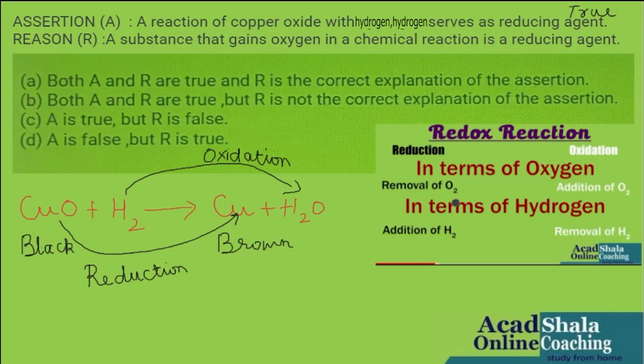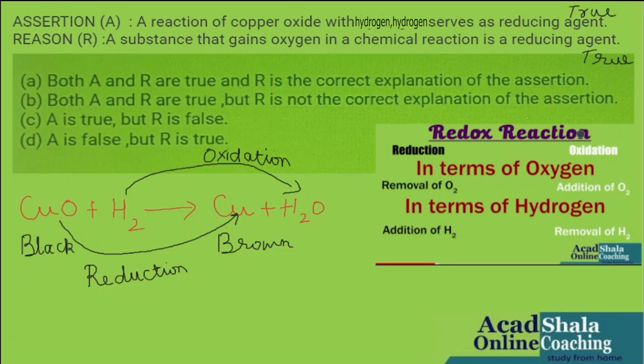Okay, after this, the statement says a substance that gains oxygen in a chemical reaction is the reducing agent. Okay, a substance that gains oxygen. Okay, this is a substance which is gaining oxygen in a chemical reaction. Yes, and it is said to be a reducing agent. Okay, so this is also correct. So let me write this also as true.